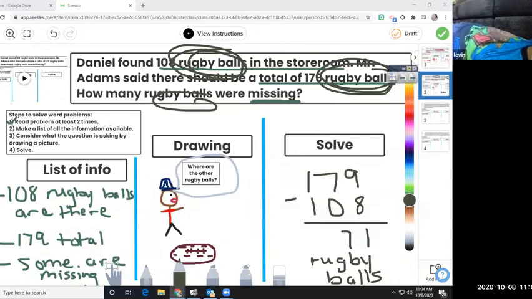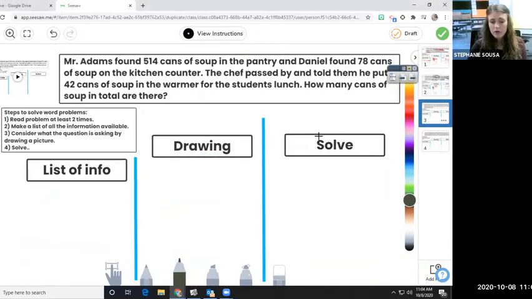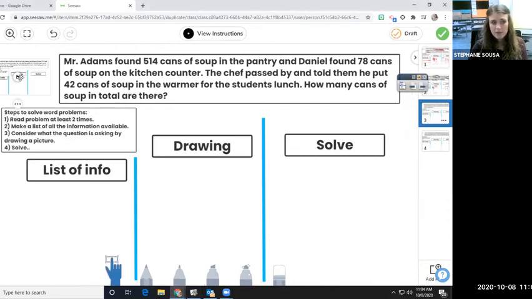So let's take a look at problem 3. We're going to set these up, and then you guys are going to be solving these independently. Okay? We're going to set these up. You're going to solve them independently. So step 1, as always, we have them right here. It says read a problem at least 2 times. I'm going to listen to it the first time.